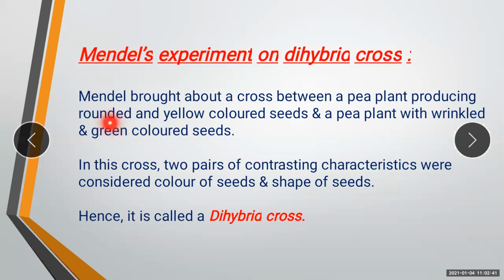See, the one is round yellow seed. Round is the shape, yellow is the color, and next is the wrinkled green seed. Wrinkled is shape and green is the color. So shape and color, two characters at a time he has studied, and that is why it is called as dihybrid cross.